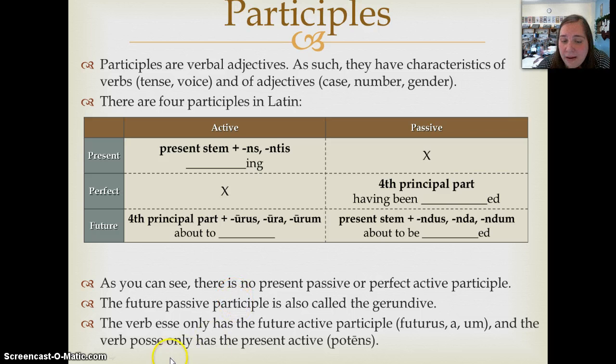The verb to be, sum, only has a future active participle, right? So futurus, futura, futurum, about to be. This is obviously where we get the word future, right? Futura, neuter plural, are things about to be. And the verb posse only has the present active participle potens, potentis, which is also, of course, the adjective powerful, so being able or powerful.